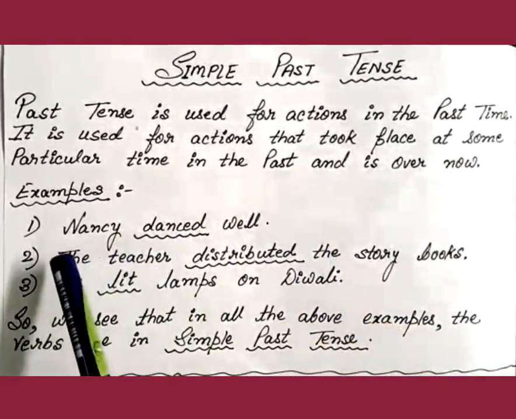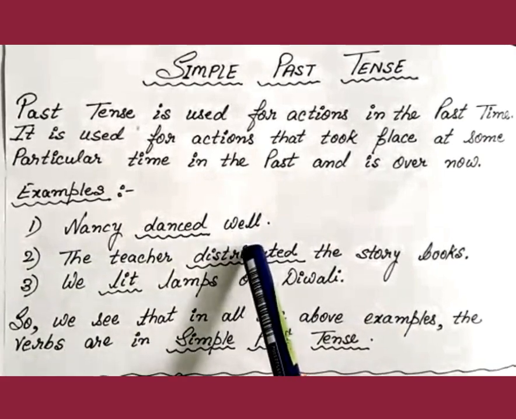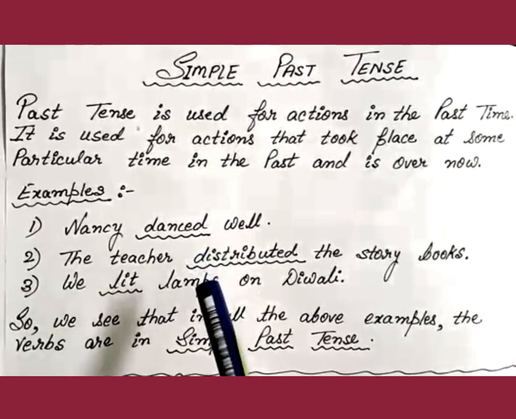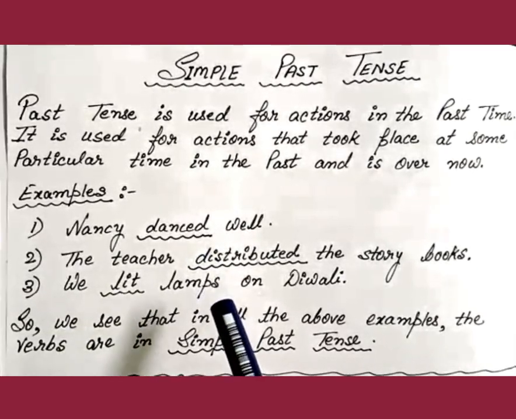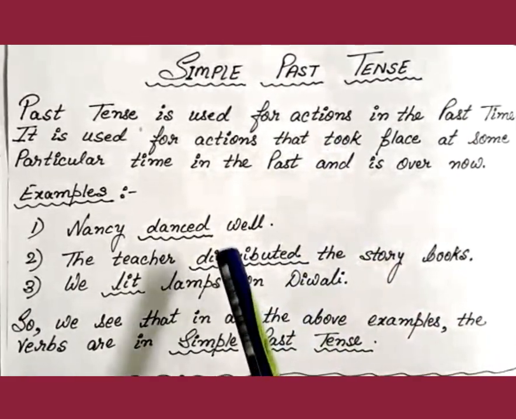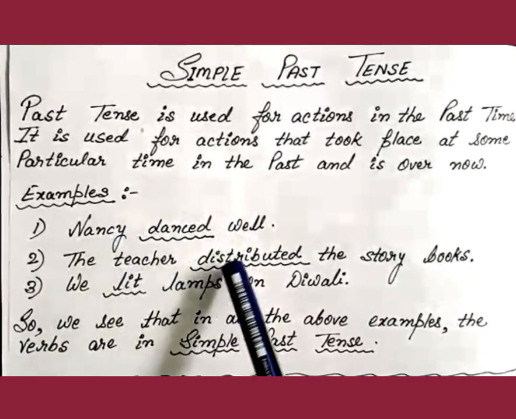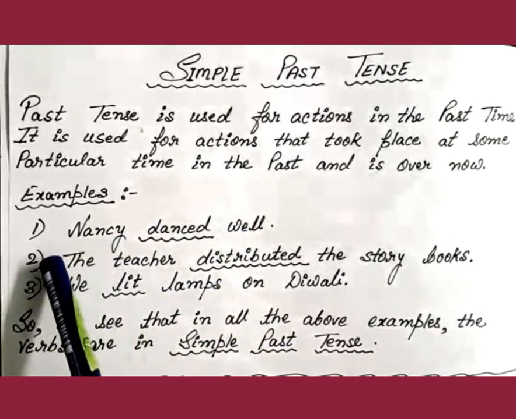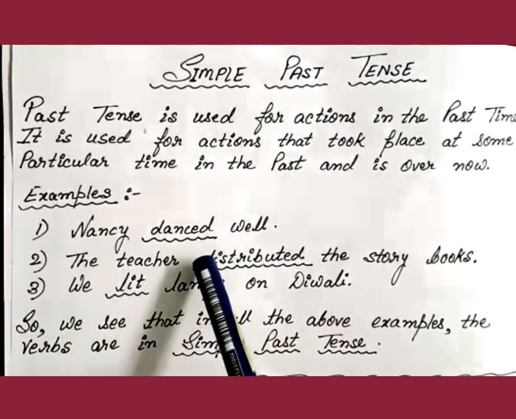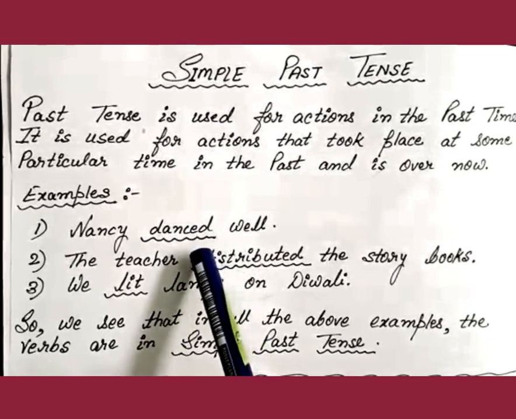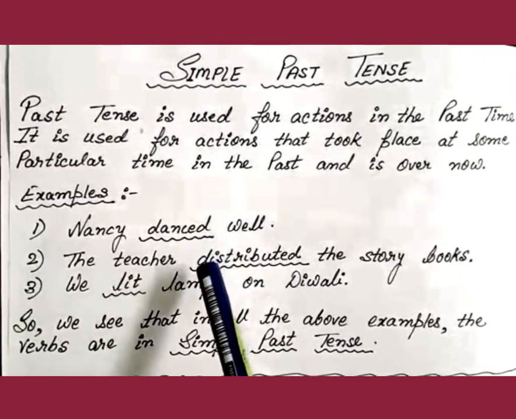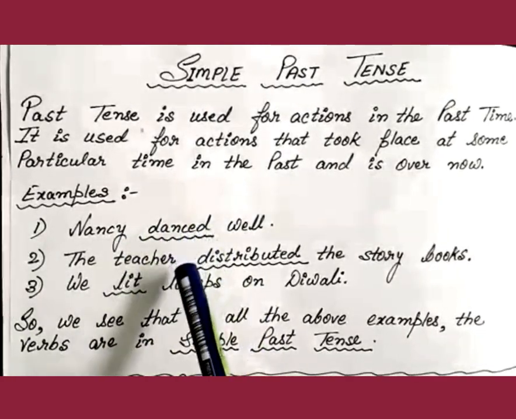For example, Nancy danced well. The form of the verb is very important to be kept in mind when you are solving exercises based on simple past tense or simple present tense or simple future tense. Keep in mind that you take a good notice of the form of the verb. In the first example, Nancy danced well. If you look at the form of the verb, danced, you find that this last ed, these two letters, tells you that this particular action has taken place in the past time.